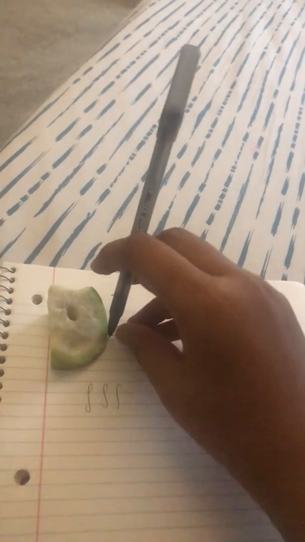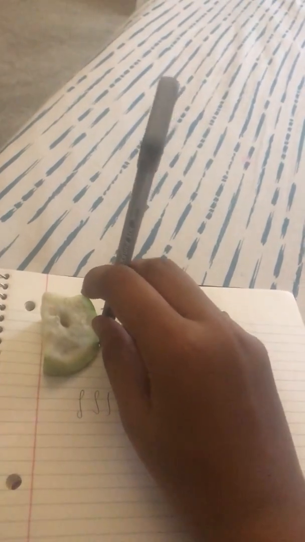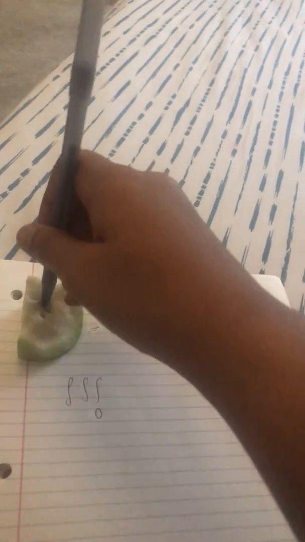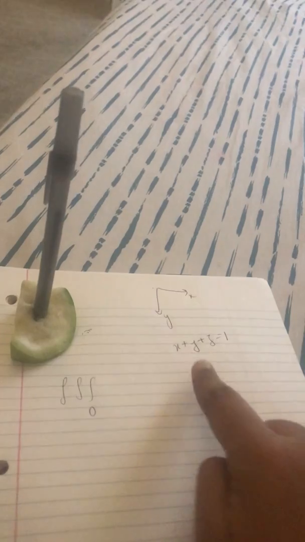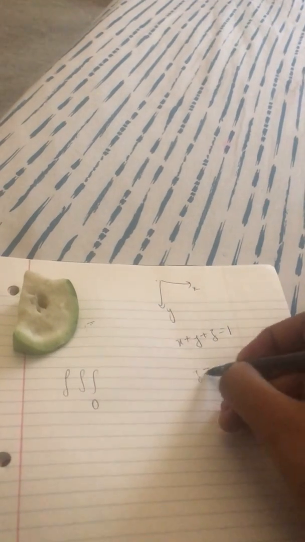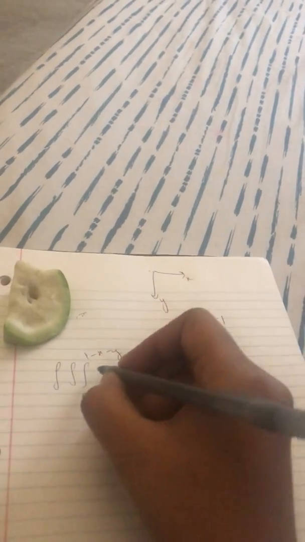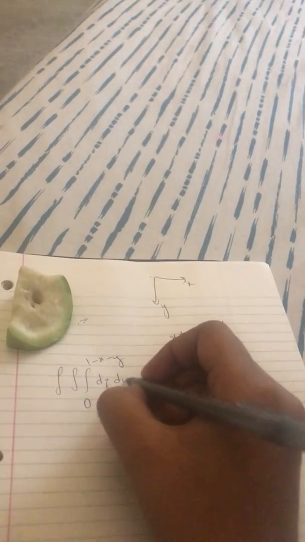So that's the xy plane. So z is equal to 0. And up top it's along this plane here. This plane has the equation x plus y plus z is equal to 1. So we can use that equation. We get z is equal to 1 minus x minus y. And we have dz, dy, dx. That's the volume element. Now we need to determine the limits of integration for y.